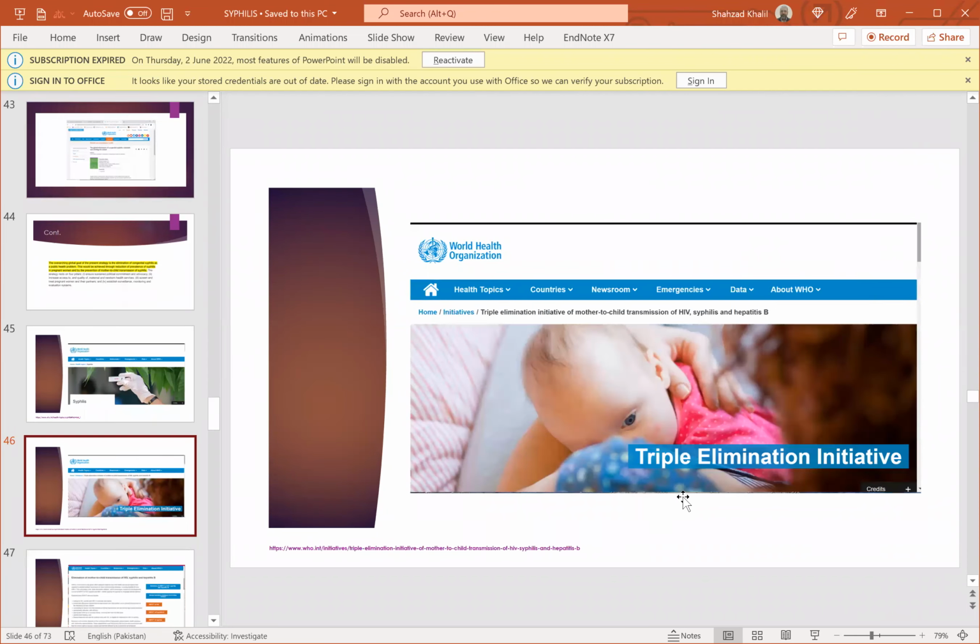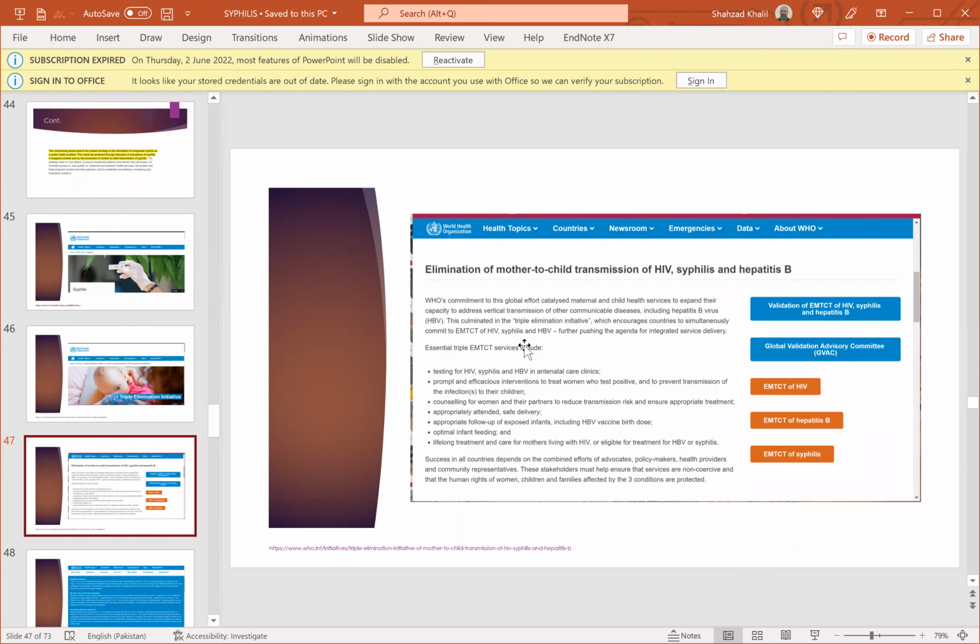Recently, regarding syphilis, the WHO has started an initiative called the Triple Elimination Initiative. In this, the elimination of mother-to-child transmission of HIV, syphilis, and hepatitis B. These are the essential services, and they include testing for HIV, syphilis, and hepatitis B virus in antenatal care clinics, prompt and efficacious interventions to treat women who test positive and to prevent transmission of the infection to their children, counseling for women and their partners to reduce transmission risk and ensure appropriate treatment, safe delivery with an appropriate attendant, appropriate follow-up of exposed infants, including hepatitis B vaccine birth dose, optimal infant feeding, and lifelong treatment and care for mothers living with HIV or eligible for treatment for hepatitis B virus or syphilis.